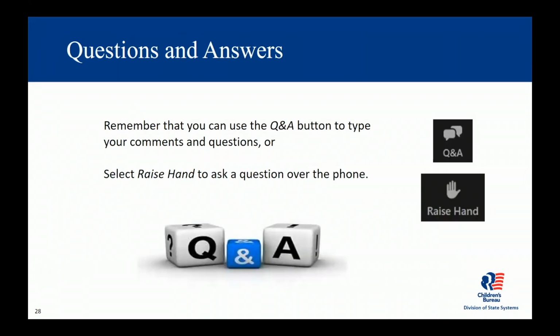Slide title, questions and answers. Text reminds audience how to ask questions over the phone or through a Q&A button. Images include 3 blocks spelling out Q&A, then there are 2 images demonstrating the buttons the audience will look for on their call, one with speech bubbles and one with a raised hand.